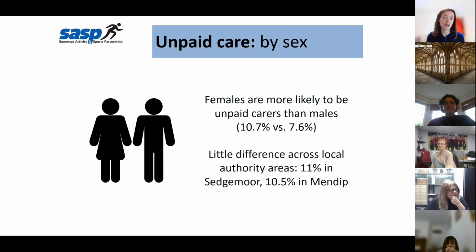We are seeing that a higher proportion of females provide unpaid care than males. Around 10 to 11% of females are unpaid carers versus 7.6% of males. Again, there's not that much difference across the different local authority areas. We saw the highest is in Sedgemoor, around 11%, and the lowest is in Mendip at 10.5%. So it really doesn't differ that much across the different areas. But we are seeing that it tends to be more females than males that take on that role.